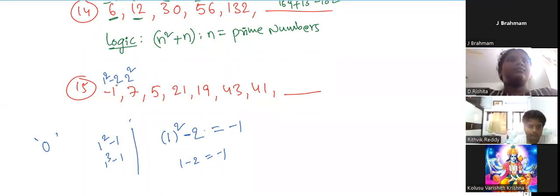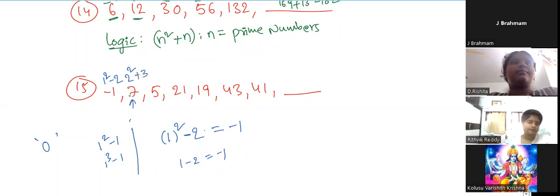1 square minus 1 is, sorry, 1 square minus 2 is minus 1. 2 square is actually 4. But what is there here? 7. How much is required? 7 plus 3. And what about 5? We'll try with the 3 square. 3 square is actually 9. 3 square minus 4.